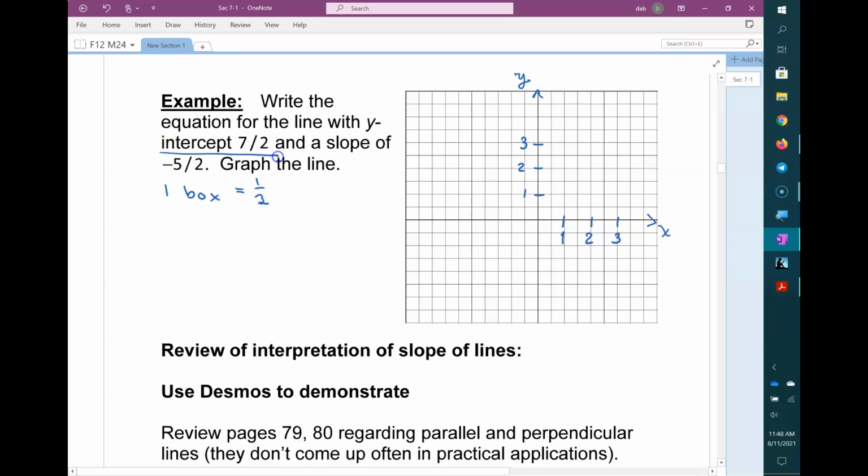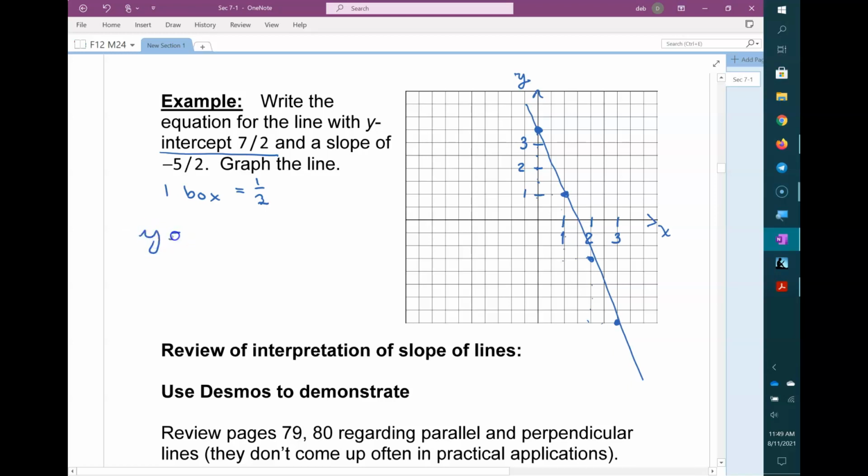So the y-intercept is 7/2. We'll count up from the origin 1, 2, 3, 4, 5, 6, 7/2. There's my y-intercept, and my slope is -5/2. So I go down 5, 1, 2, 3, 4, 5 boxes and over 2. And down 5 boxes and over 2. And there are the points on the line that will help me draw it with a ruler. And there's the graph of the line.